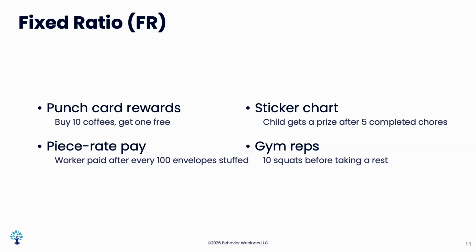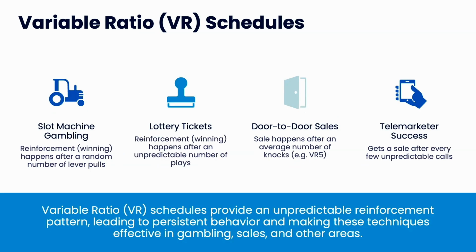And you can see people will slow down in the beginning and get faster at the end because they're about to get their pay and they know that. Sticker chart, after all the token economies are a fixed ratio. Gym reps, 10 squats before taking a rest. Even though this sometimes goes the opposite way because you're tired at the end, if you're not tired, you might do the squat slow and then you start speeding up so you can get that rest.